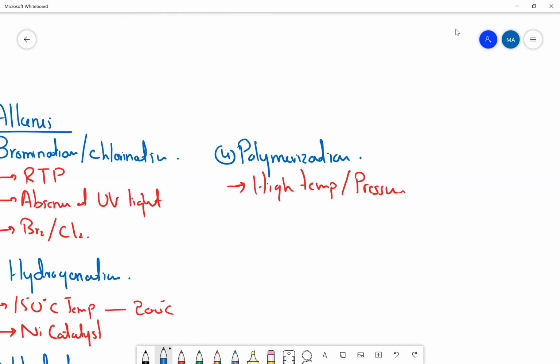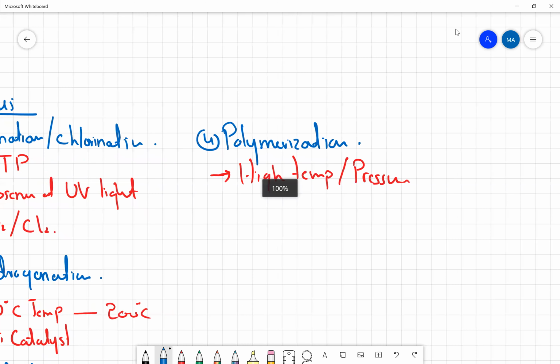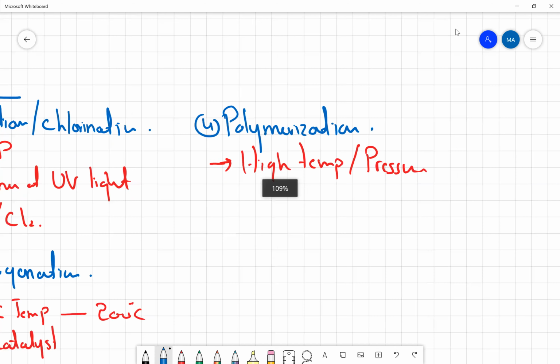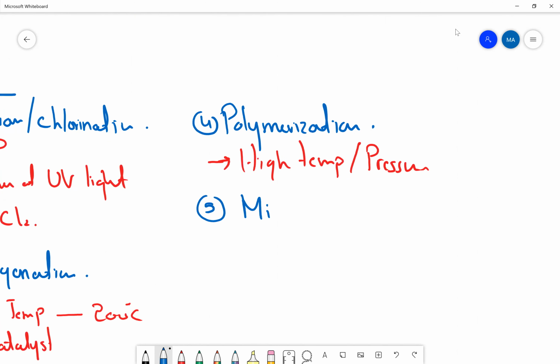And then there's the oxidation of alkenes, the two types of oxidations, the mild oxidation and the strong oxidation. You need specific reaction conditions for these two oxidation reactions as well. So let's take number 5 as mild oxidation of alkenes. For this mild oxidation, you need cold, dilute, and alkaline conditions.